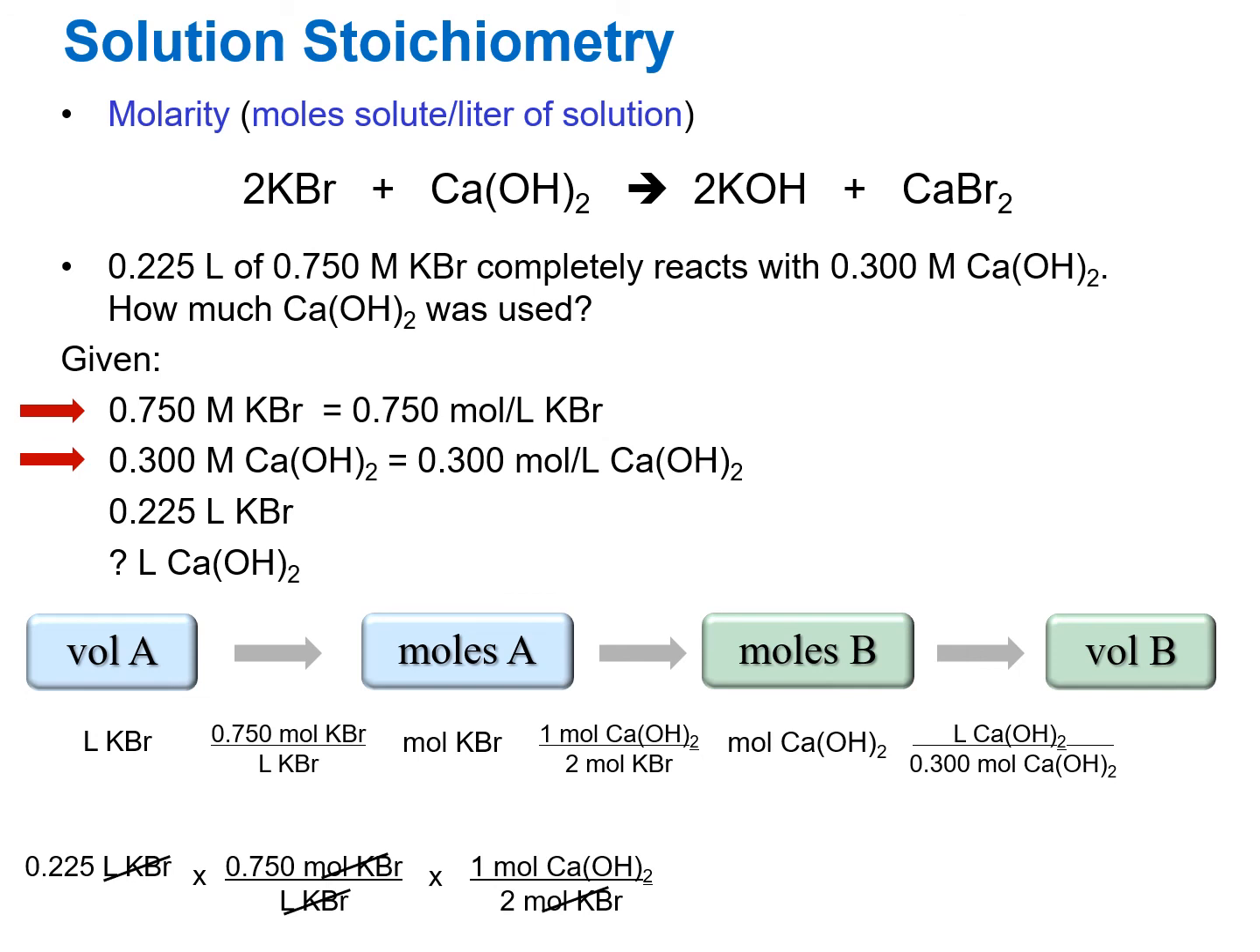But we don't want to be in moles of calcium hydroxide, so we're going to drop in the molarity of calcium hydroxide. That gets us out of moles of calcium hydroxide and will leave us with the units of liters of calcium hydroxide. And that will allow us to answer the question of how much calcium hydroxide was used in the chemical reaction given what we started with as far as potassium bromide. And we run the numbers and we see that we've used 0.281 liters of calcium hydroxide.